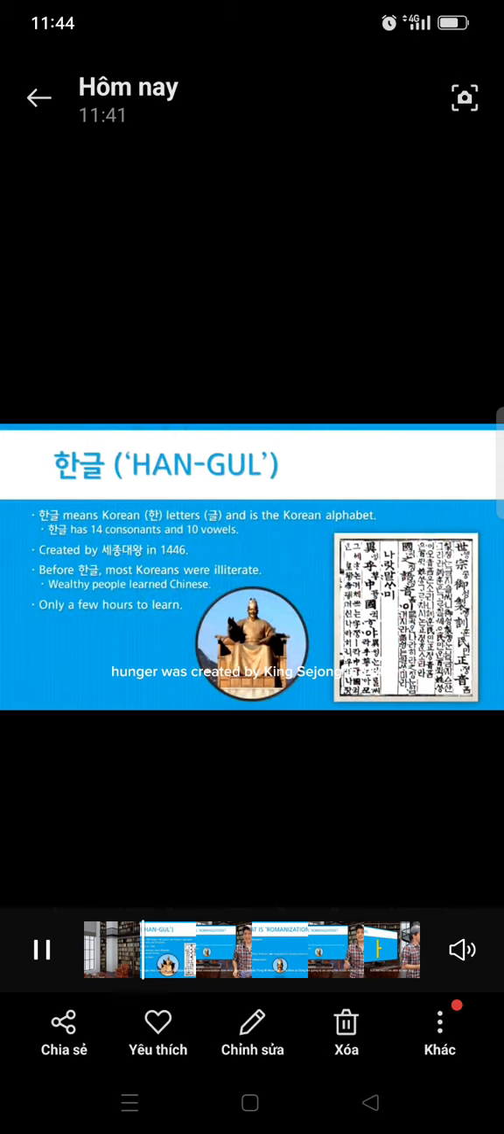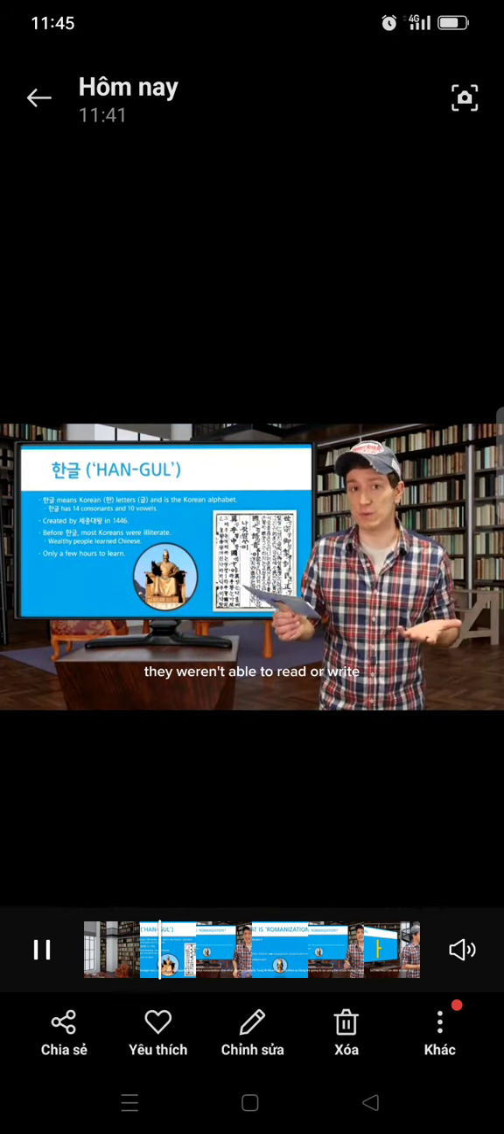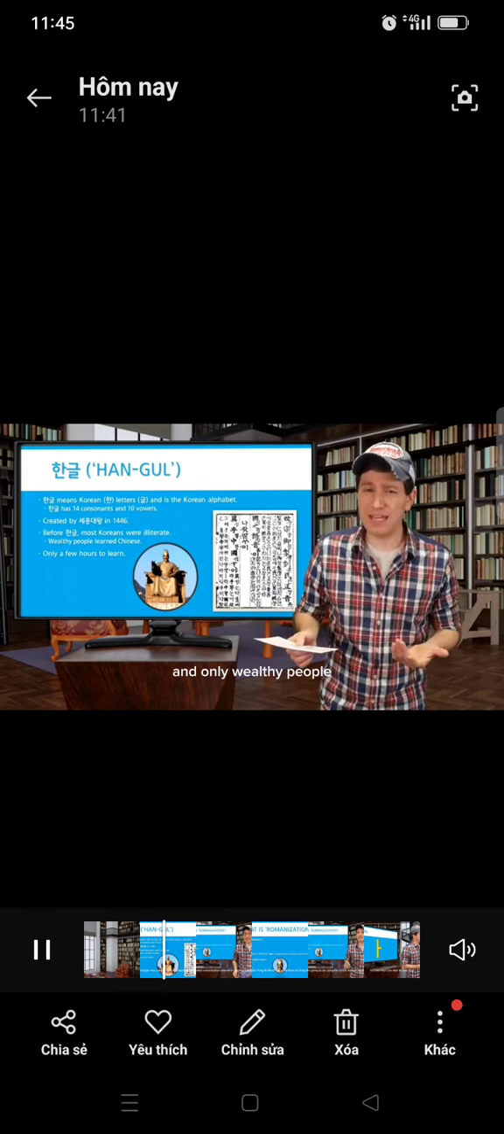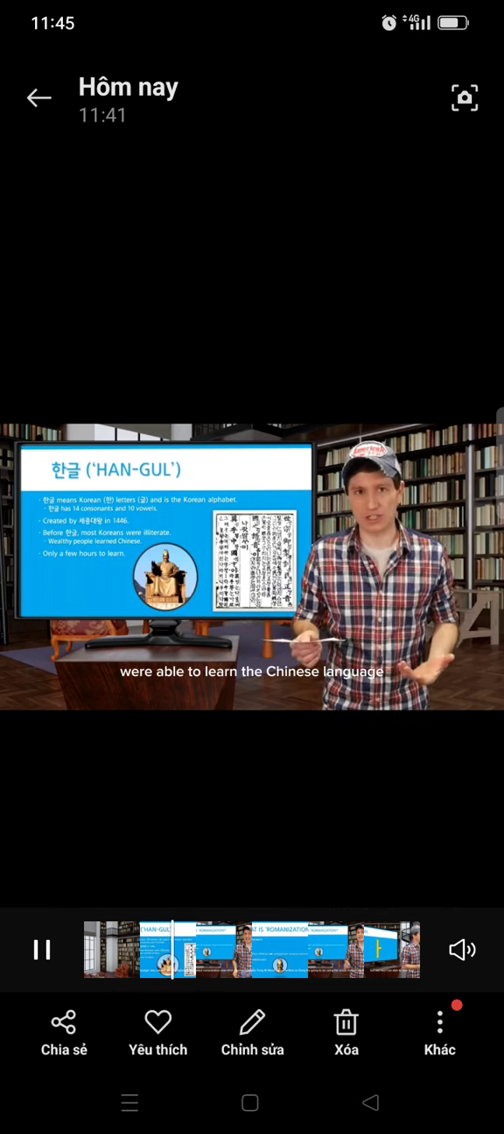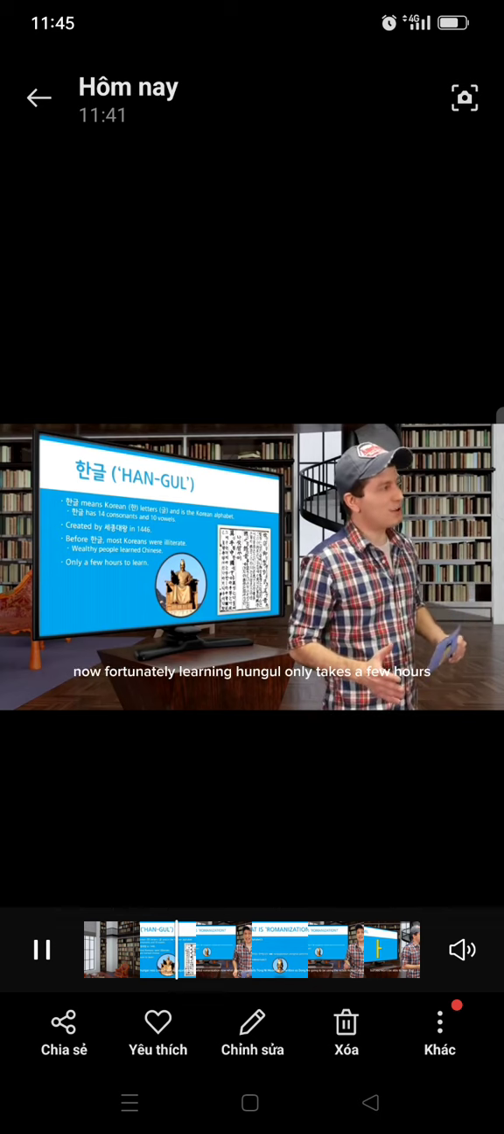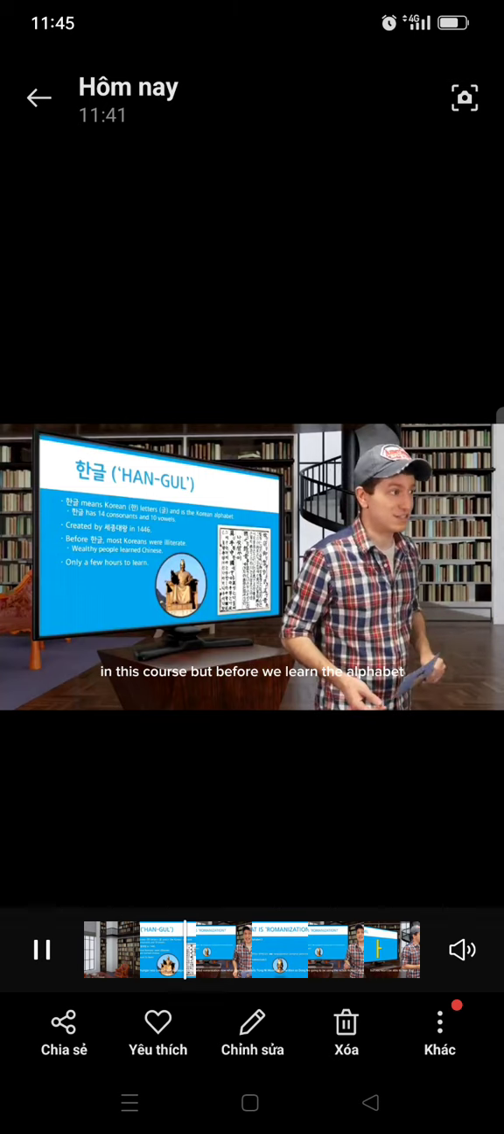Hangul was created by King Sejong in 1446. Now, before Hangul existed, most Koreans were actually illiterate. They weren't able to read or write, and only wealthy people who were really highly educated were able to learn the Chinese language. Now, fortunately, learning Hangul only takes a few hours, and we're actually going to be doing it faster than that in this course.